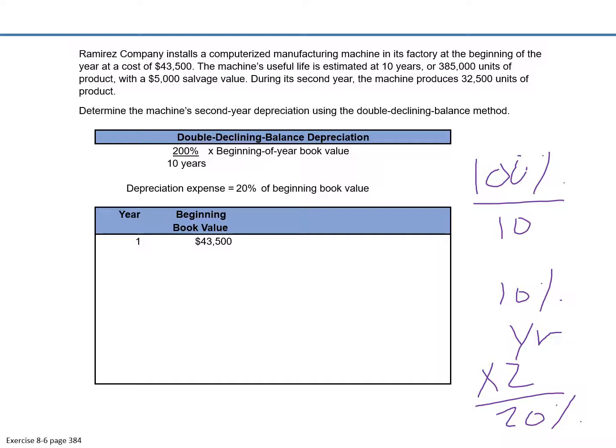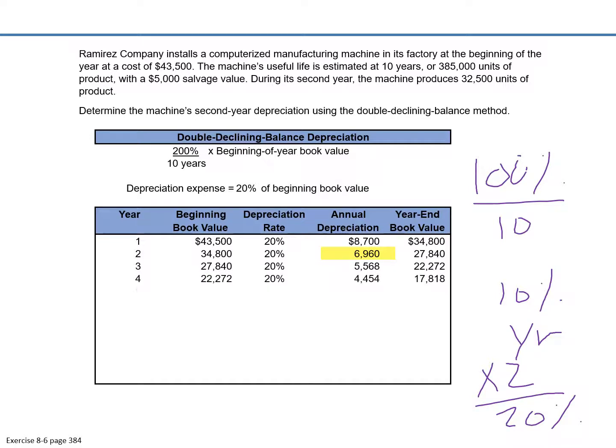So the beginning book value is $43,500. Our depreciation rate's 20%. So our annual depreciation for the first year is going to be $43,500 times 20%, or $8,700. So $43,500 minus $8,700 is a year-end book value of $34,800. Take that $34,800 times 20%, and you get $6,960 for your year 2 depreciation, which is what they're asking for, but then they go on to complete the table.